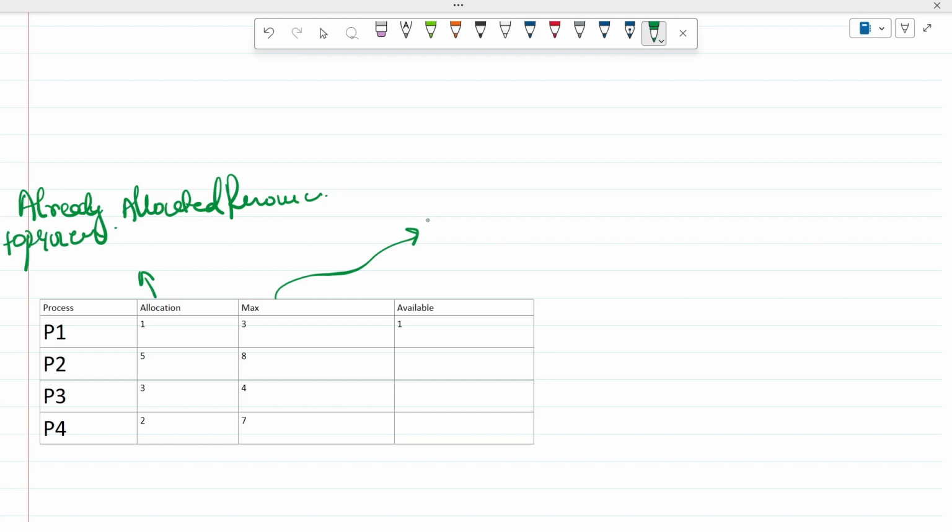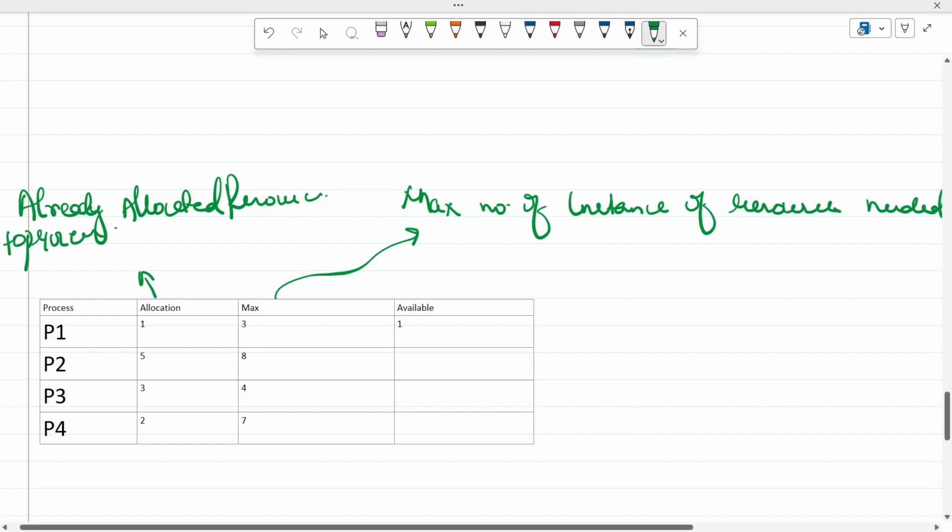Maximum means the maximum number of instances of a resource needed to start the execution. If P1 gets 3 resources, it starts the execution. If P2 gets 8, P2 starts execution. P3 has 4, it starts. P4 has 7, it starts. So maximum means the maximum number of instances of resource needed by a process for execution.